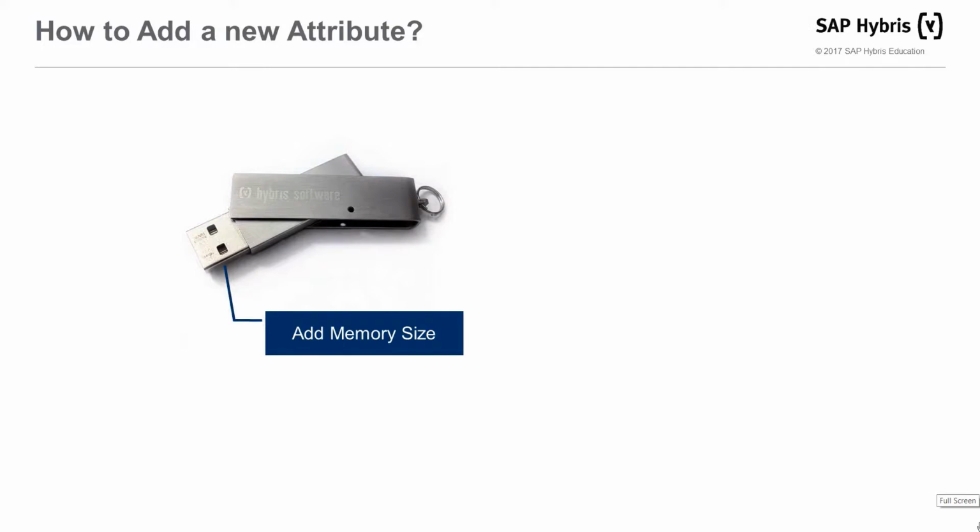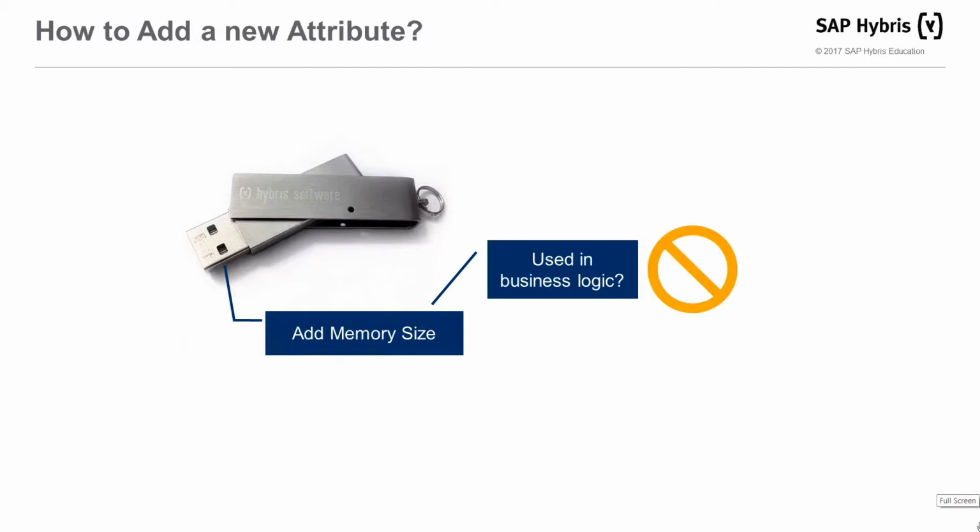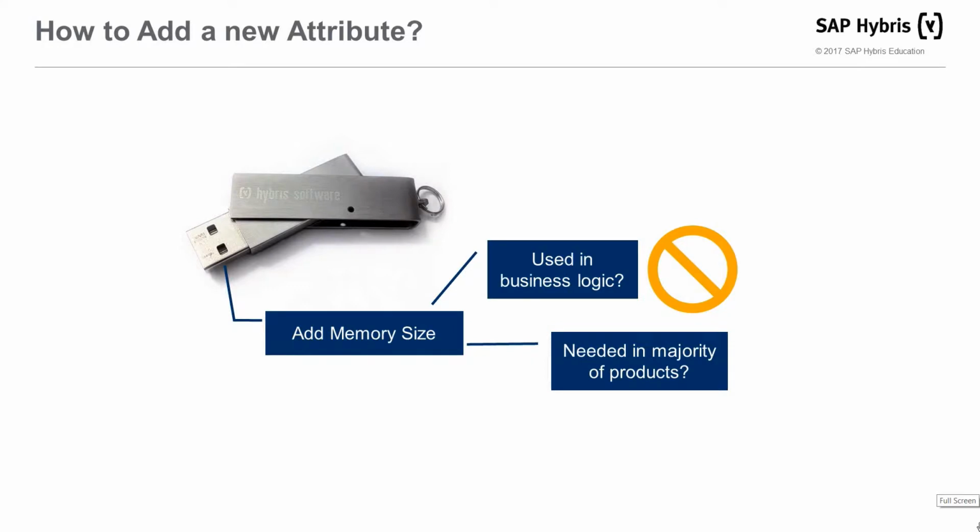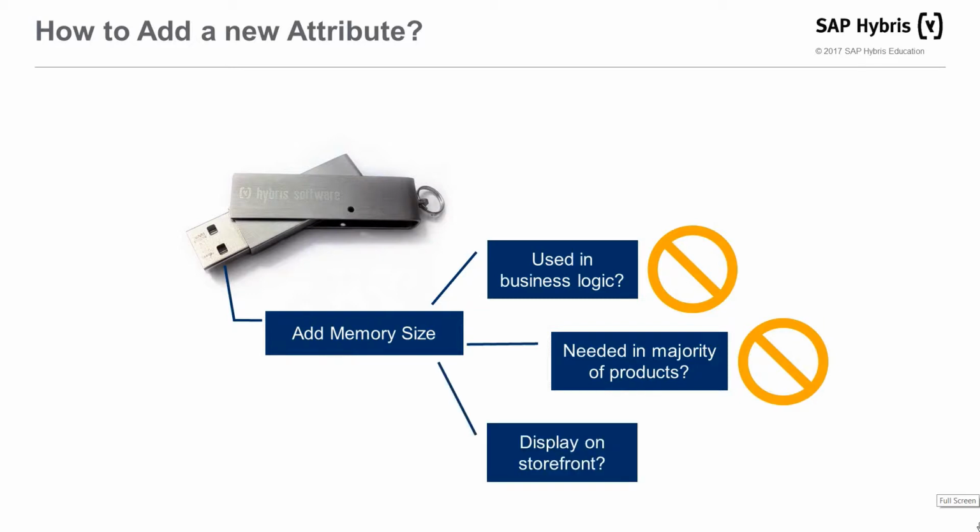Let's first ask ourselves, is memory size used in the business logic or some business process? For example, in performing a search? Well, no. Will I need the attribute for the majority of my products? The answer to this is also no. Lastly, will I need to use memory size as a displayed property? And here, the answer is yes.